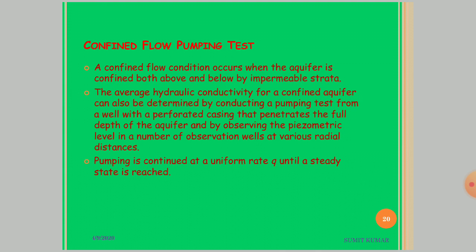A confined flow condition occurs when the aquifer is confined both above and below by impermeable strata. The average hydraulic conductivity for a confined aquifer can also be determined in the same manner as the earlier case.